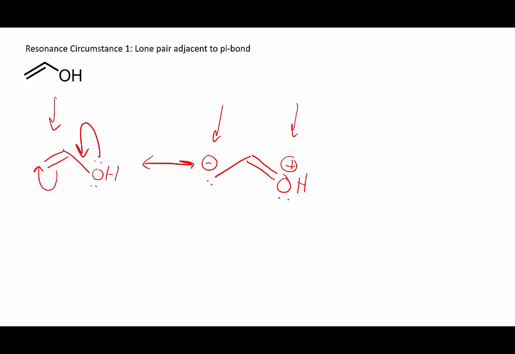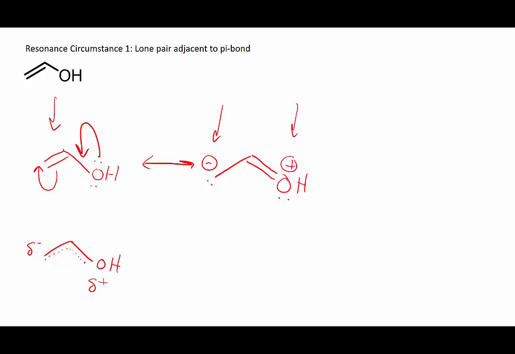If we drew a resonance hybrid of this, we have single bonds, just as we did before, but now we have a double bond spread out across both of these, with a partial negative charge here and a partial positive charge here.